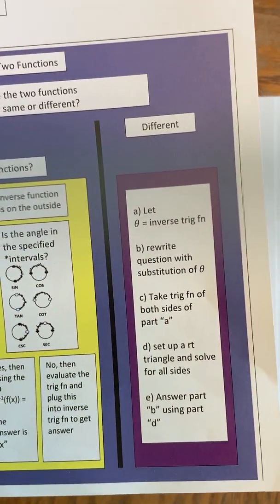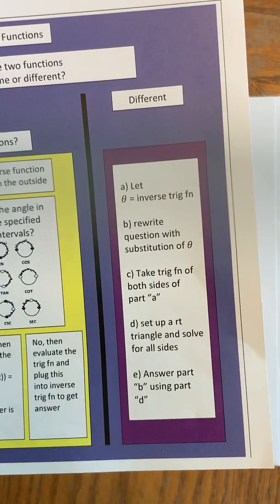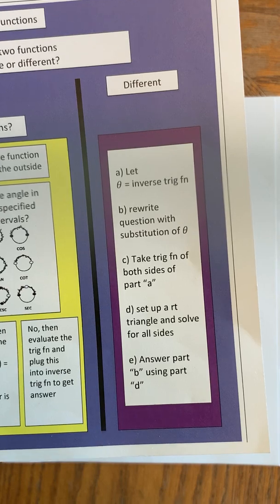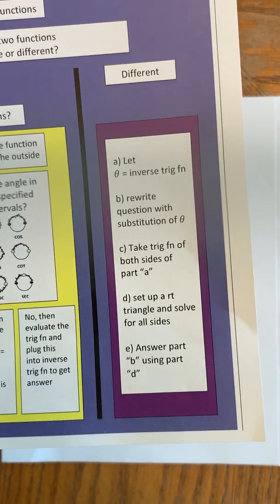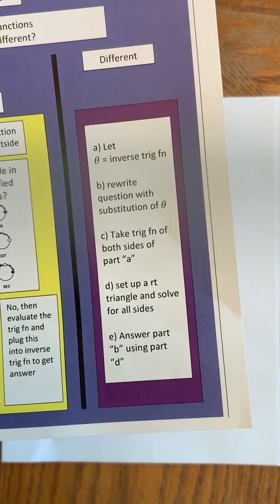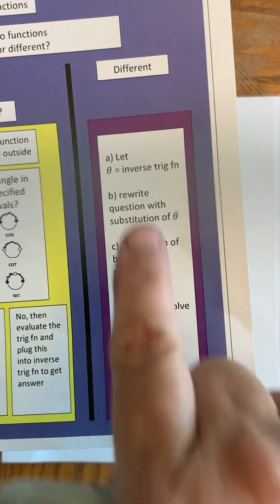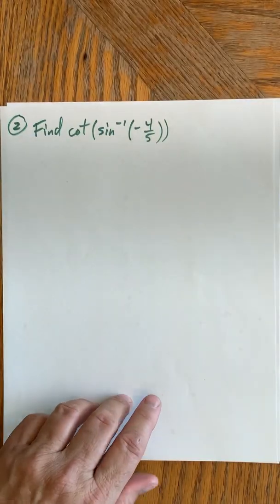I let the inverse trig function be theta. I rewrite the question so I know what I'm finding. I take the trig function of both sides, not multiply. I take the trig function. I set up a right triangle and then use the Pythagorean Theorem to find all the sides. And then I finally answer what I'm really being asked, which is part B. All right, so let's go through that.